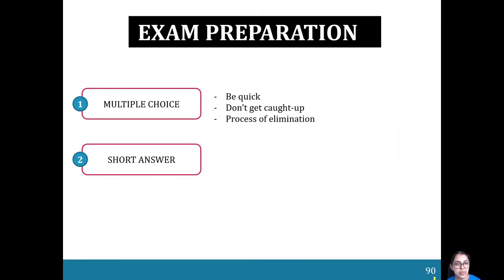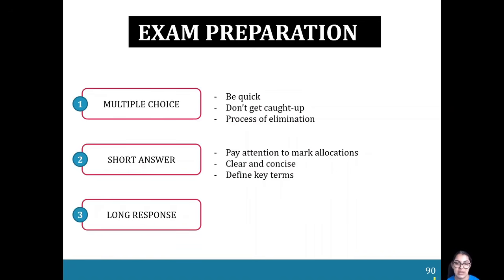Exam prep: when it comes to multiple choice, don't get caught up. Use process of elimination and be quick. Short answer questions: pay attention to mark allocations. Use clear and concise terms, and also define the key terms before you begin. Also, if you find anything that you are not sure about, leave it, move on, and come back to it. It's a very underrated technique and a very underrated suggestion, but I think it always works really well.